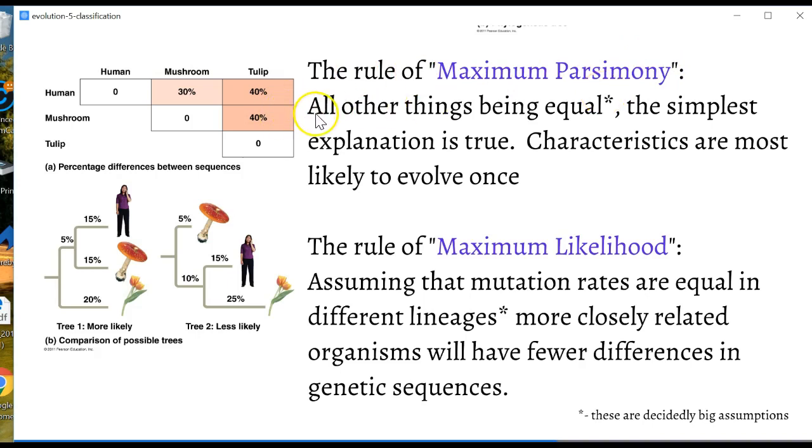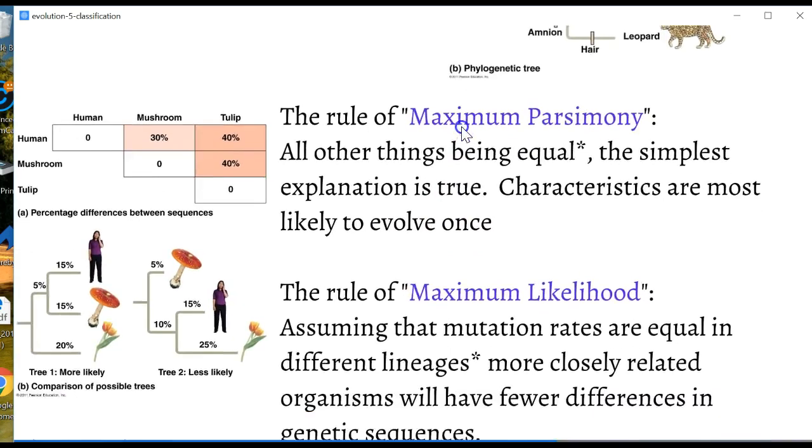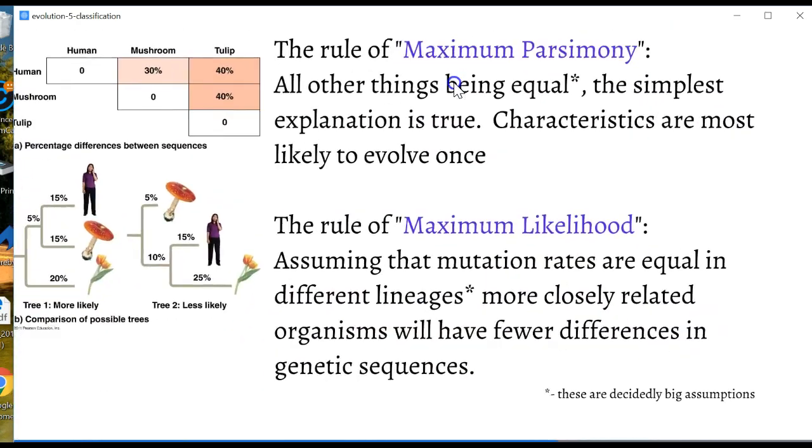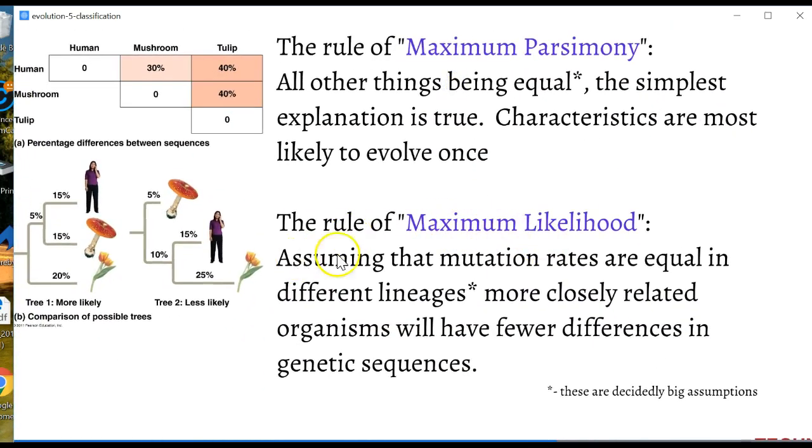Okay, so the last piece of this is that you should know that the rule of maximum parsimony applies. What this means is when you're creating these trees, all other things being equal, the simplest explanation is true. So characteristics are most likely to evolve once. The rule of maximum likelihood says that assuming that mutation rates are equal in different lineages, more closely related organisms will have fewer differences in genetic sequences.